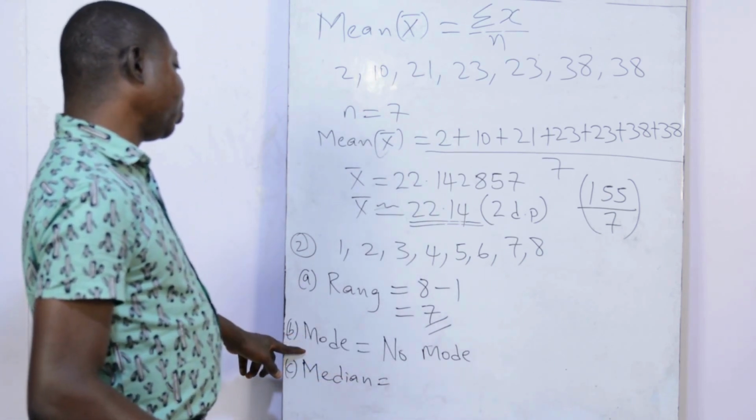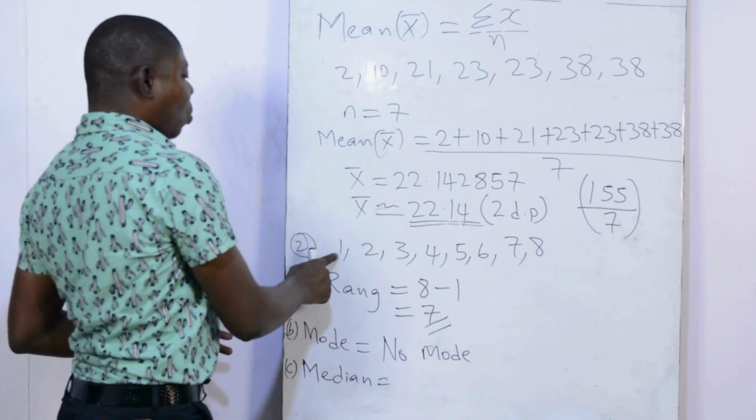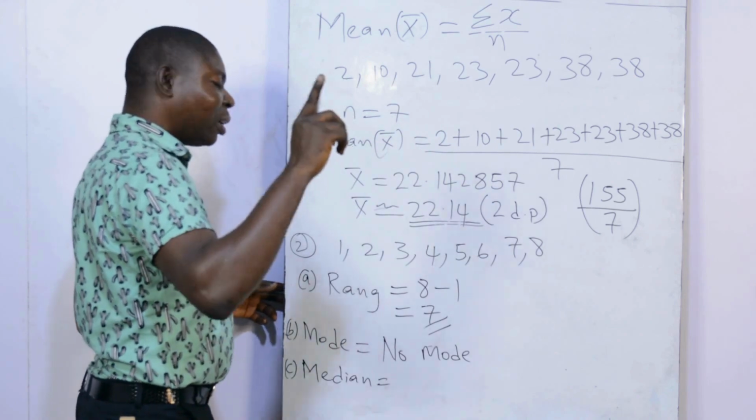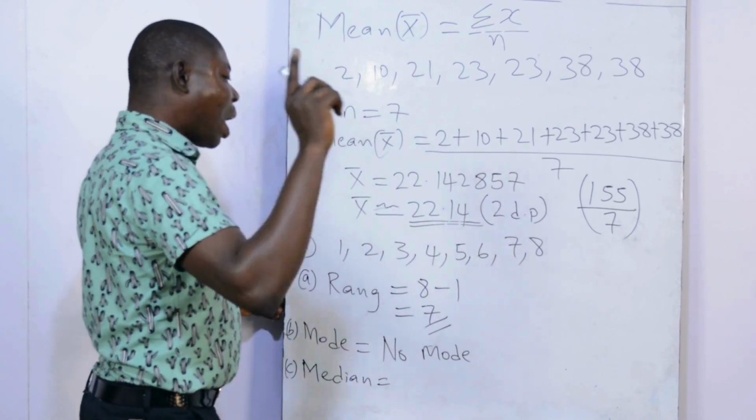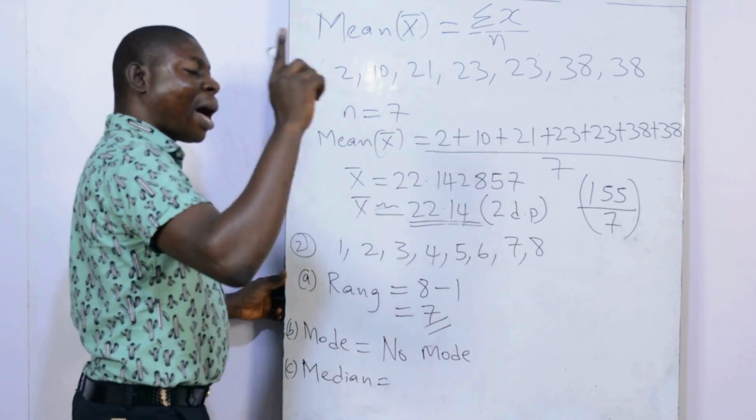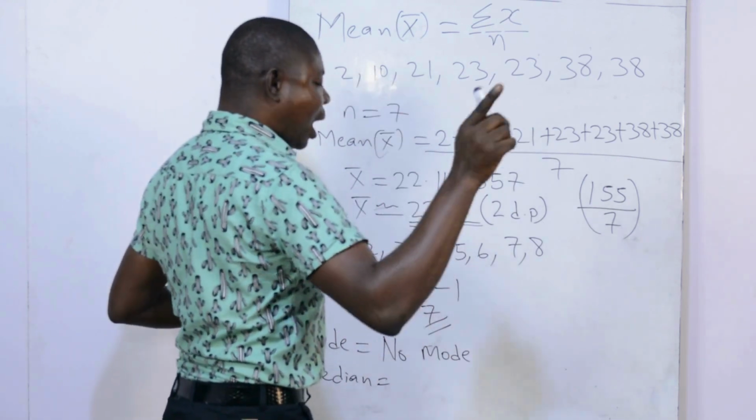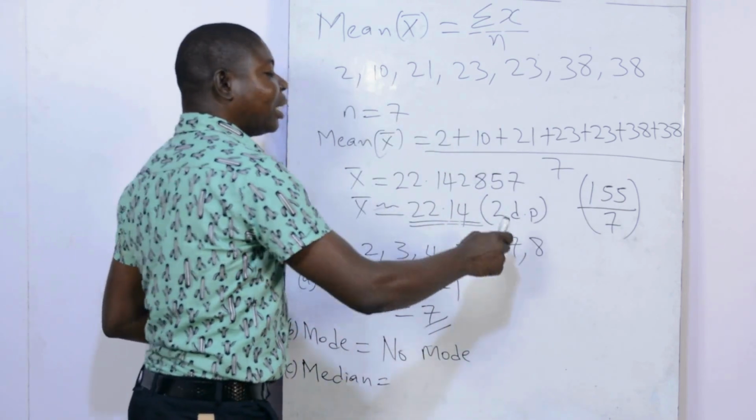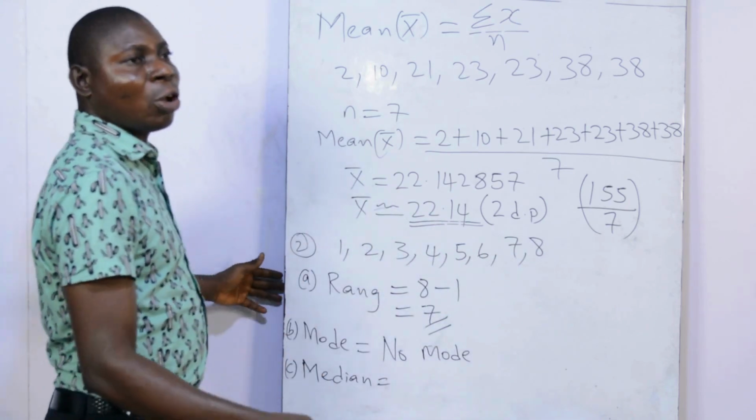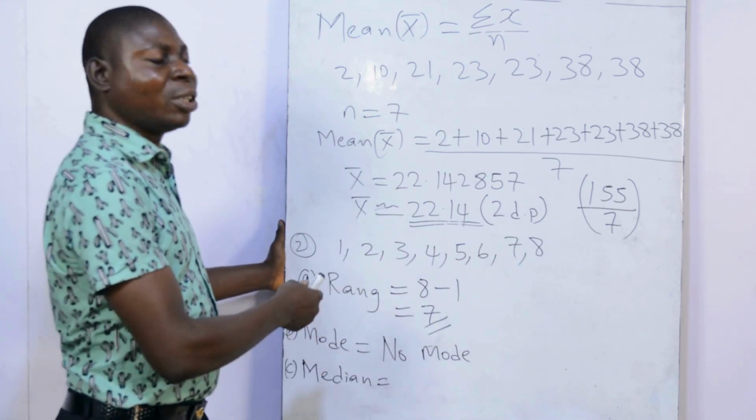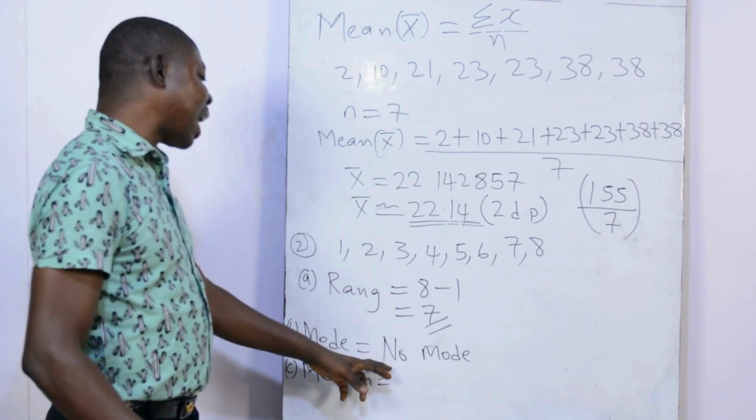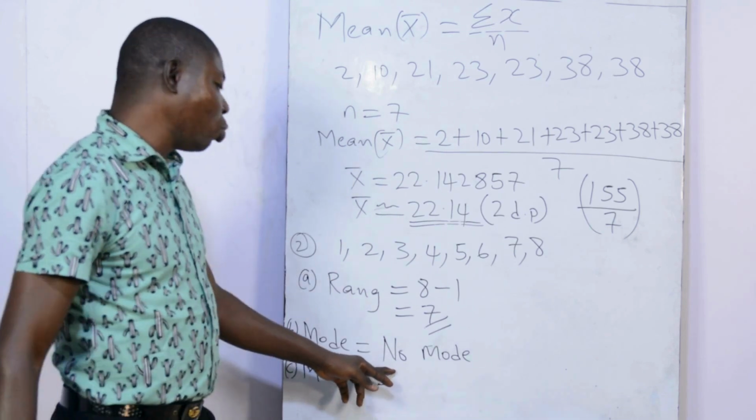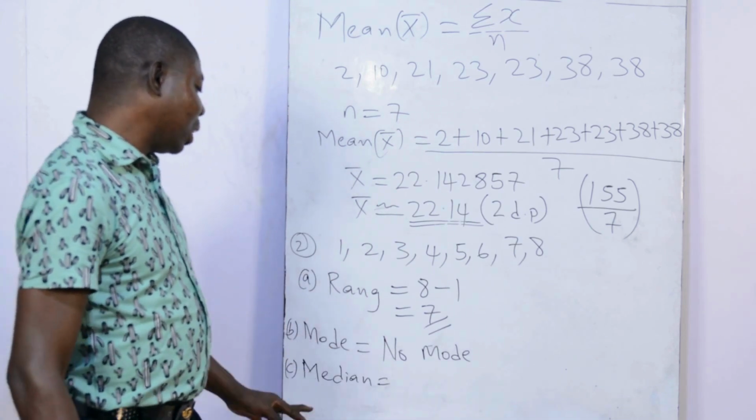Now for mode, you can see 1 occurs once, 2 occurs once, 3 occurs once, 4, 5, 6, 7 and 8 each occur once. So if they ask you what is the mode of this one, your answer is no mode, because they are all equal.